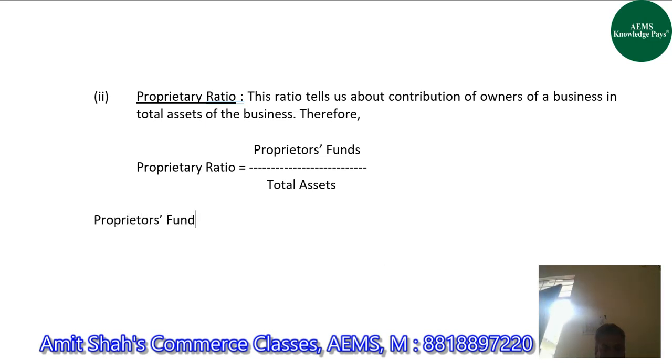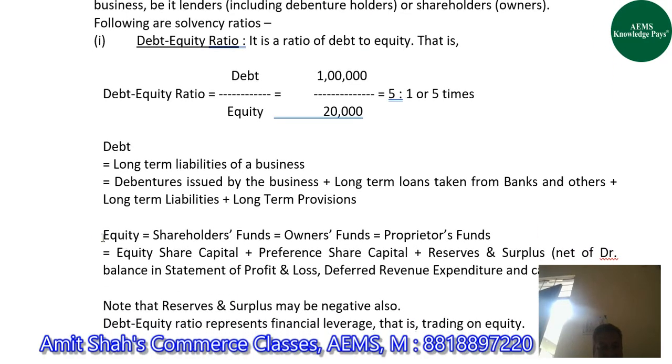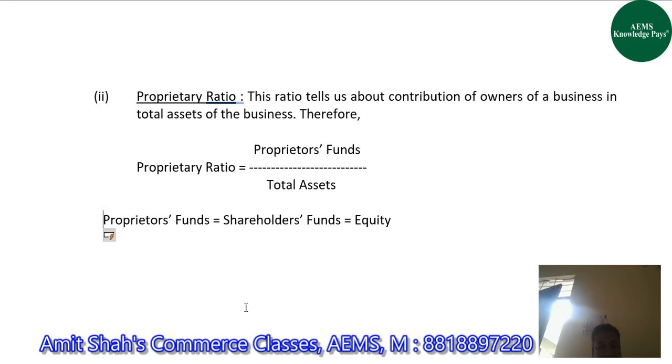And proprietors' funds are equal to shareholders' funds, equal to equity. So what is equity that we have already seen, guys, here? Equity is shareholders' funds or owners' funds or proprietors' funds. That is sum total of capital and reserves and surplus. And that is what is proprietors' funds.